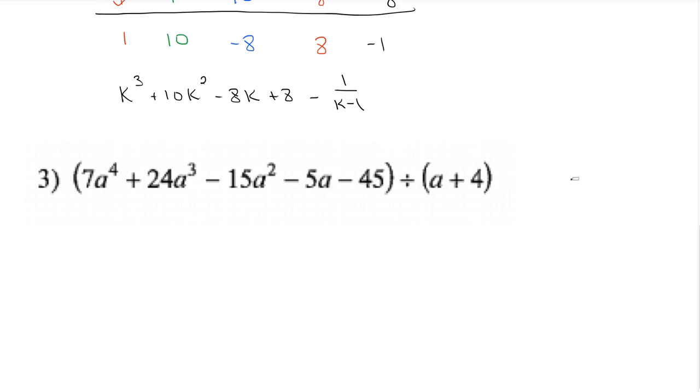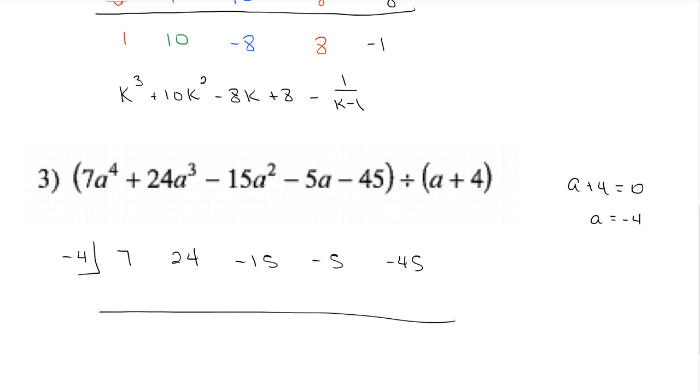Polynomial divided by a plus 4. I'm going to take this a plus 4 on the side, set it equal to 0, and I'll get a is equal to negative 4. So now I have negative 4 in my box here, and then I write down my leading coefficients, 7, 24, negative 15, negative 5, negative 45. I'm going to draw my line, and I'm always going to bring down my first coefficient.